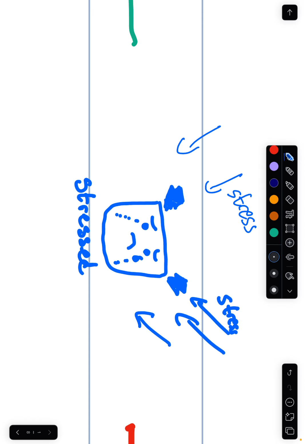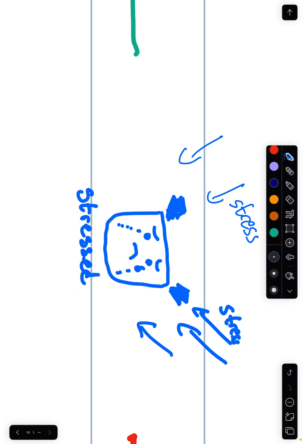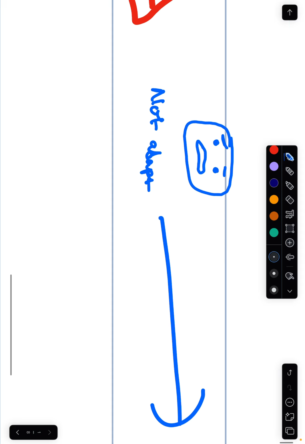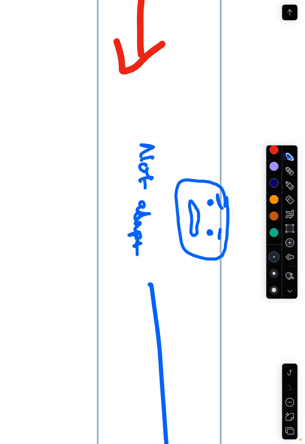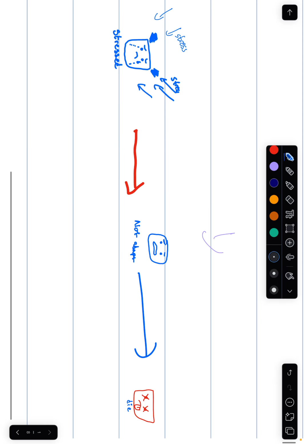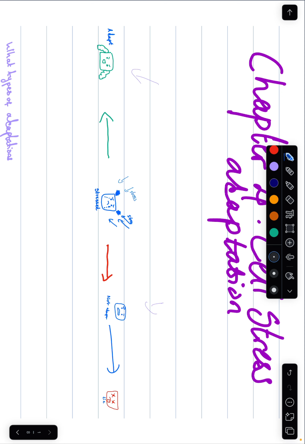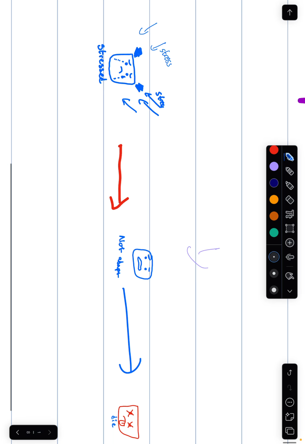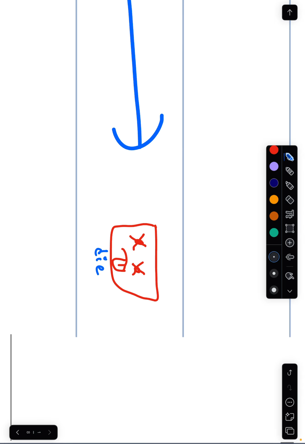Now, when a cell is undergoing stress, there's two main things she can do, or he can do, or it can do. Cells don't really have genders, okay? So, it can either adapt, like this guy, or it can not adapt, like this guy. And if it does not adapt, then it's going to die, right? So this is our pathway here. A cell is stressed, she either adapts or does not adapt. And if she does not adapt, she's going to die.